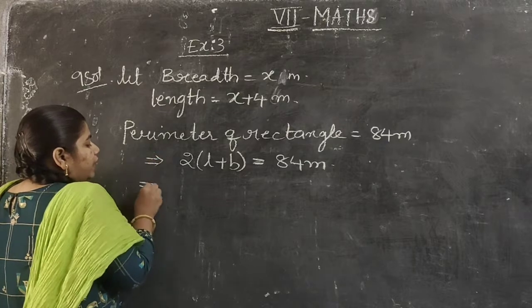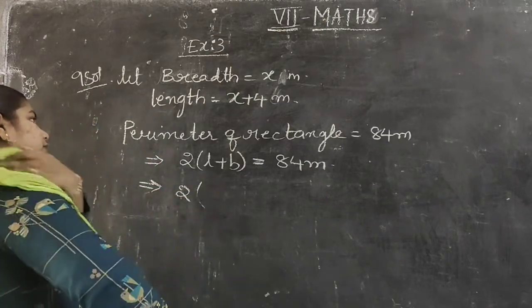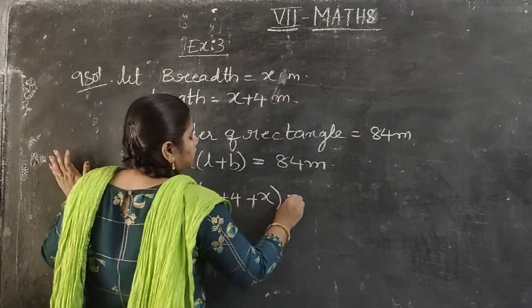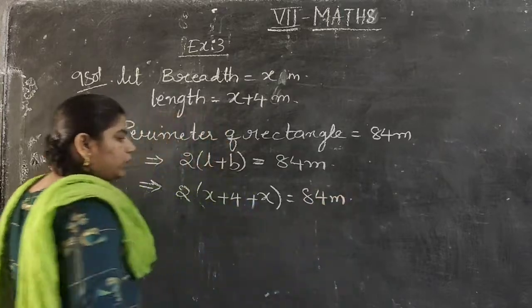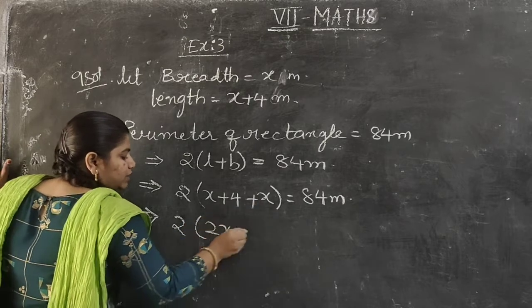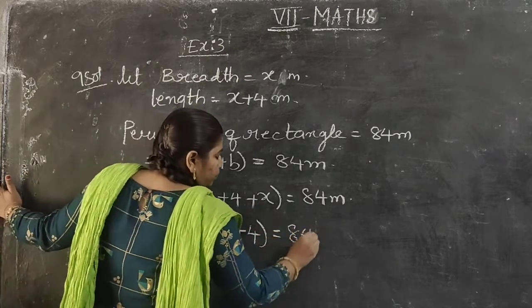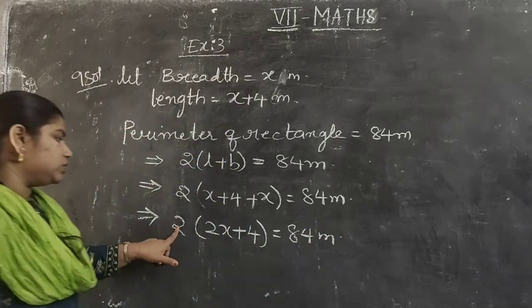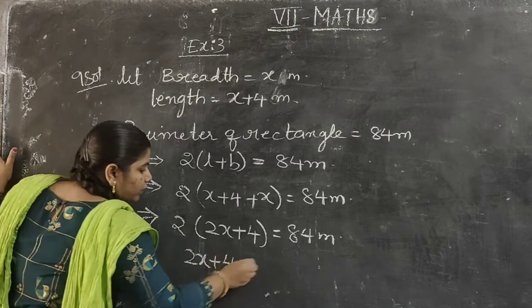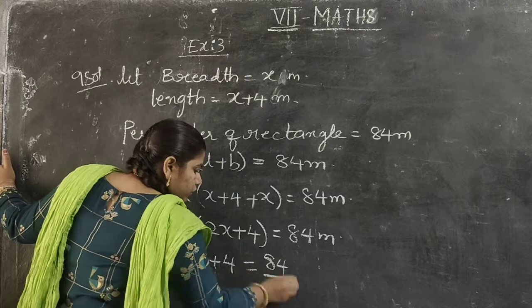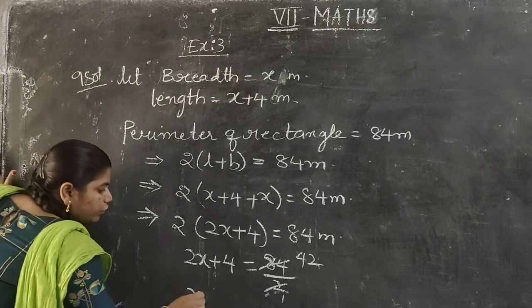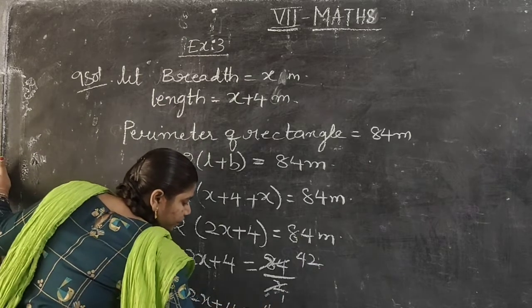Now 2 is a constant value here. What is the length value? Length value is x plus 4 plus breadth value is x is equals to 84 meters. That is 2 into x plus x will be 2x plus 4 is equals to 84 meters. I am sending this 2 to other side, that will be converted into division. So what is remaining? 2x plus 4 is equals to 84 by 2. That is 2 ones are 2, 4s are 8, 2 2s are 4. So you got 2x plus 4 is equals to 42.